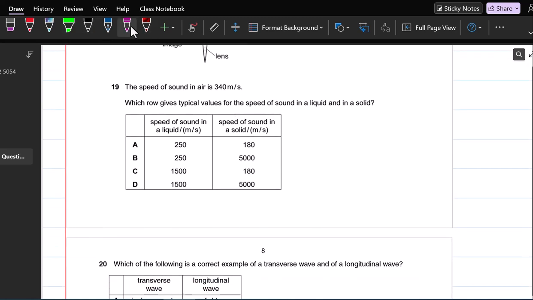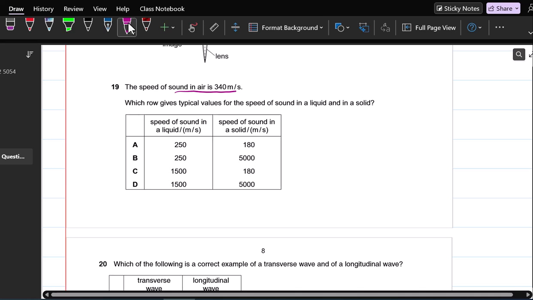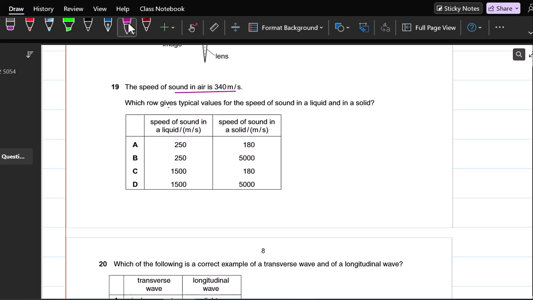Then we have the speed of sound in air given. Which row gives typical values of the speed of sound in a liquid and in a solid? You have to remember the speed of sound in liquid is approximately 1400, and in a solid approximately 6000 meters per second. So D is the typical value closer to these values. In liquid it is 1500, in solid it is 5000.